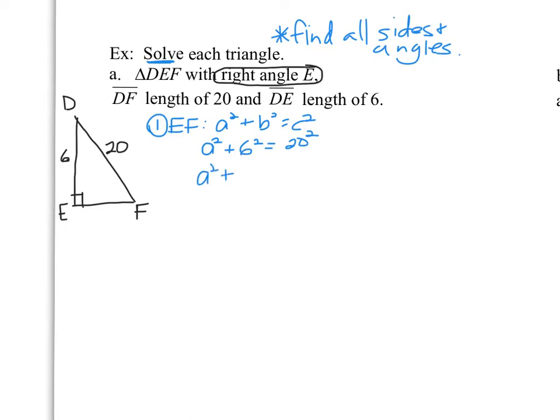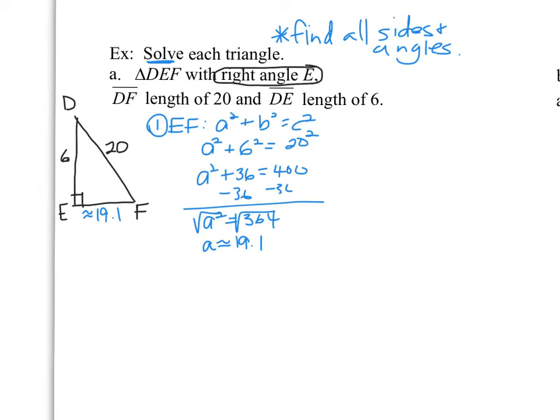A squared plus 36 is equal to 400. Subtract 36 from each side, and we get A squared equals 364. Take the square root, and we want to have an approximation. Remember in the directions it says to the nearest tenth. If we take the square root of 364 to the nearest tenth, that's approximately 19.1. That would be the approximate length of EF. 1 down, 2 to go.